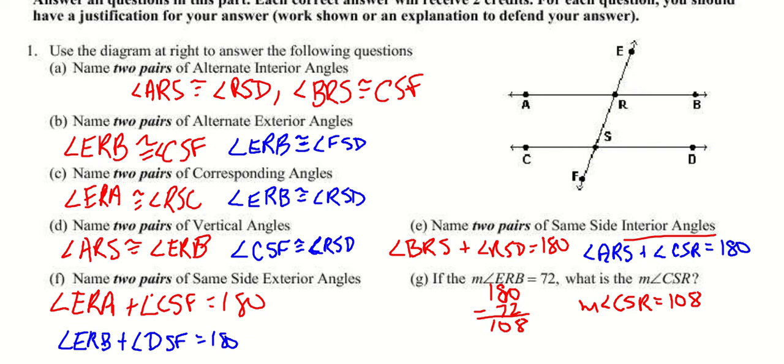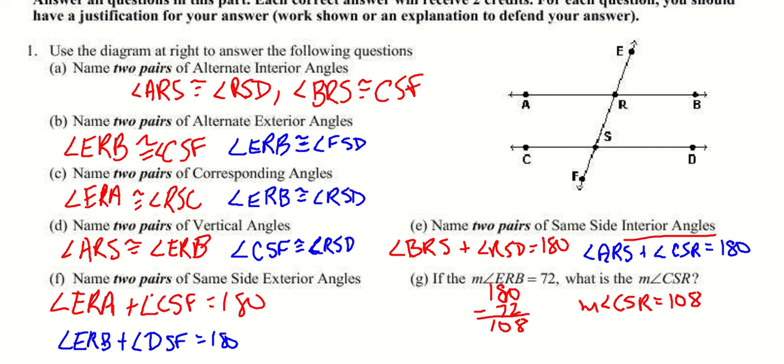The corresponding angles, you could have chosen a whole bunch here. So I chose ERB and RSD. We could have also chosen BRS and DSF, and we could have chosen ARS and CSF. So those are the options for that one. The vertical angles, I chose to do CSF and then RSD. You could have also chosen CSR and FSD, or you could have chosen ERA and BRS. So those are your options there you could have picked.